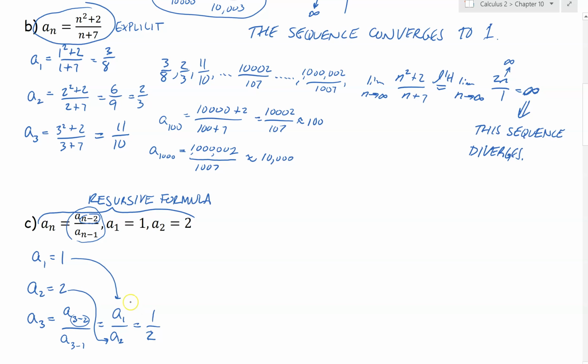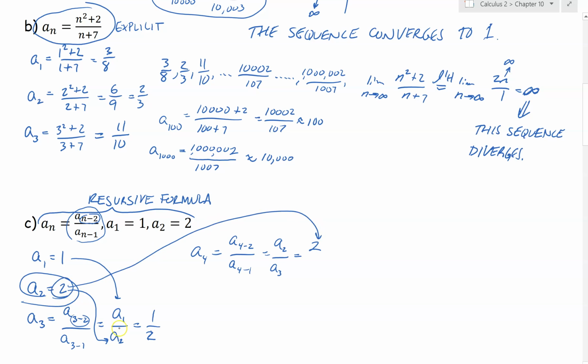Okay, and so you see how in a recursive formula you have to use previous terms to get new terms. And so let's do that again. If I want the fourth term, according to this formula, that's going to be A sub 4 minus 2 over A sub 4 minus 1. That is A2 over A3. Do we know A2? Yes, that was given here, so we can plug that in. A2 we know is 2, and A3 is the one that we just got done calculating, so A3 is going to go there, and that is 1/2. So our fourth term is 2 divided by 1/2, which is 4.